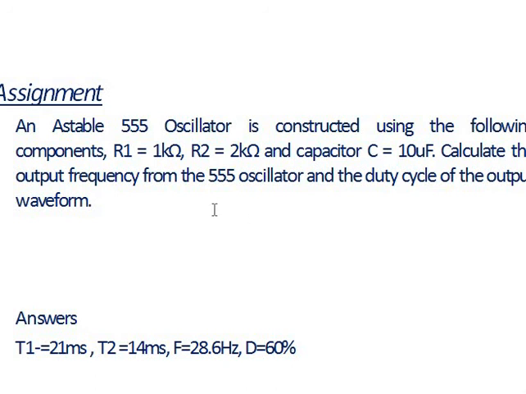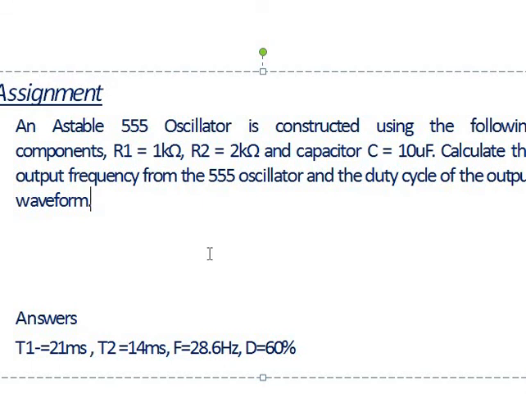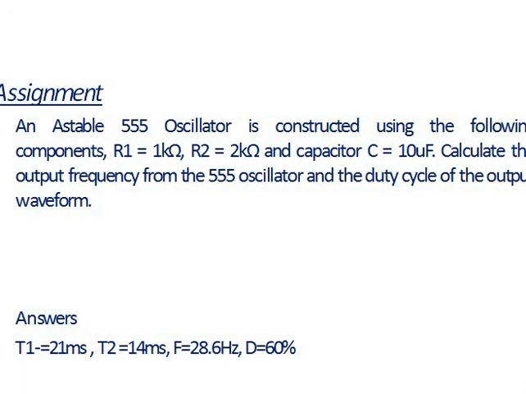So for that, first you need to find T1 and then T2 and then find the total time period. With the basic equation of frequency equal to 1 by T, we can calculate the frequency, and with the values of R1, R2 and C, we can calculate the duty cycle. So I hope all of you understand.